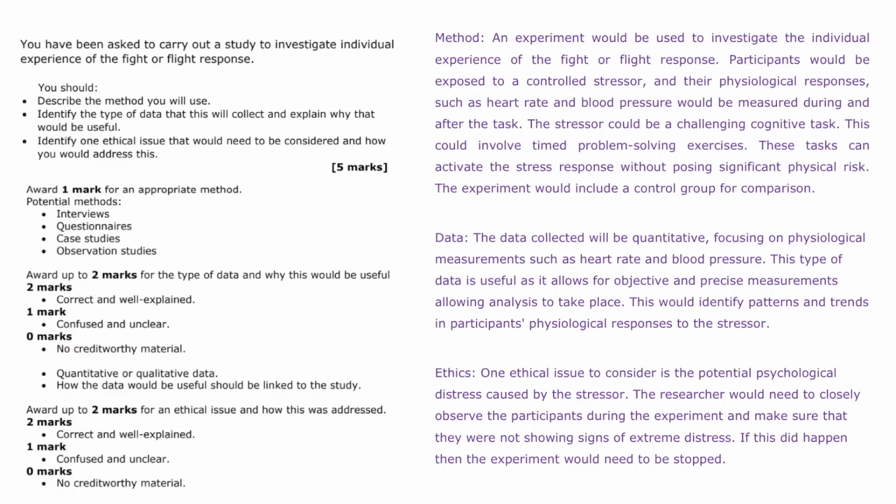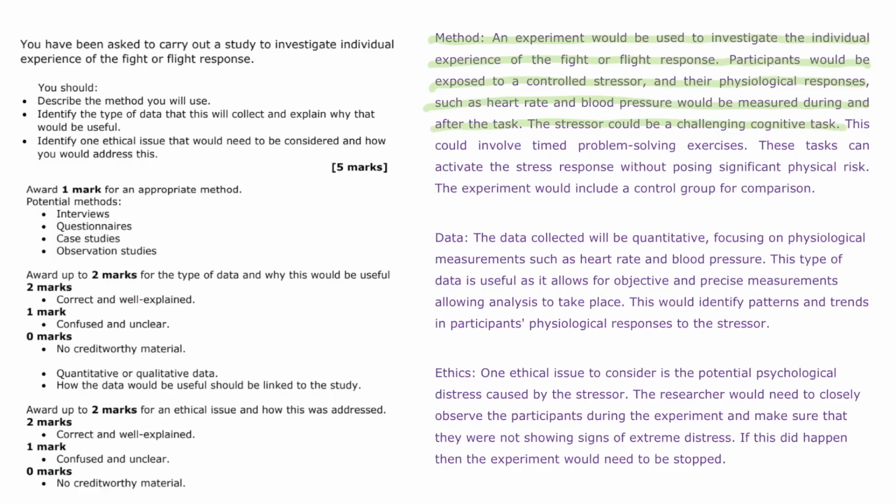Here is the sample answer. Method. An experiment would be used to investigate the individual experience of the fight or flight response. Participants would be exposed to a controlled stressor and their physiological responses, such as heart rate and blood pressure, would be measured during and after the task.